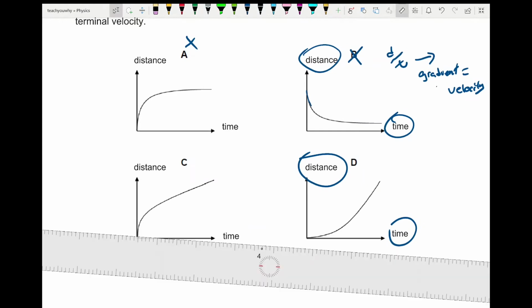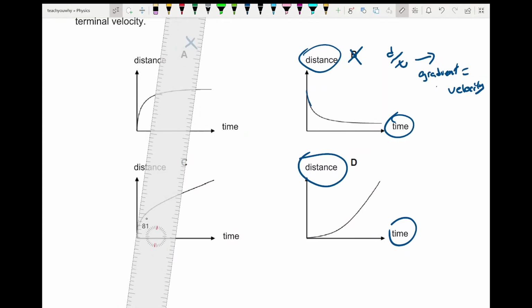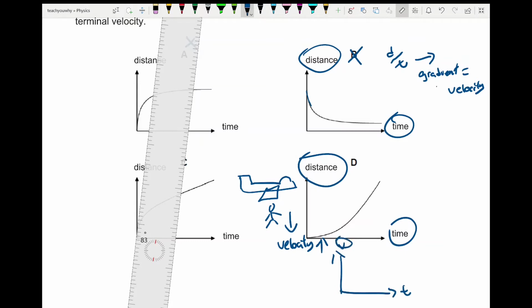So which is my answer? Let's take a look at C. As you jump off the airplane, what happens to your velocity? Your velocity will increase and then slowly it becomes a terminal velocity. So it should look like this. Take note, this is a VT graph.